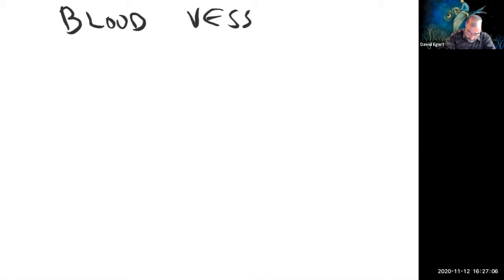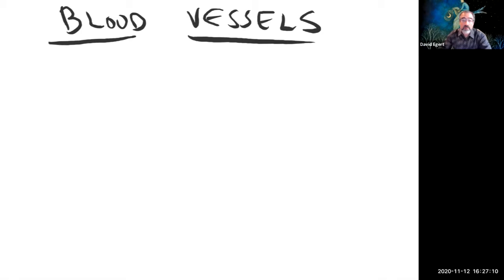Blood vessels. Obviously, these are the way we transport the blood. Like I mentioned at the beginning of our unit on cardiovascular system, you have about 100,000 kilometers, like 60,000 miles of blood vessels getting blood to within fraction of a millimeter of every cell in your body.